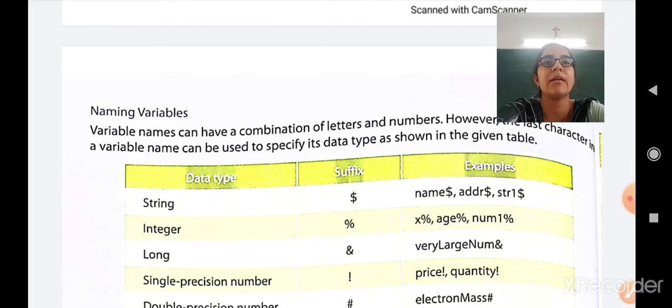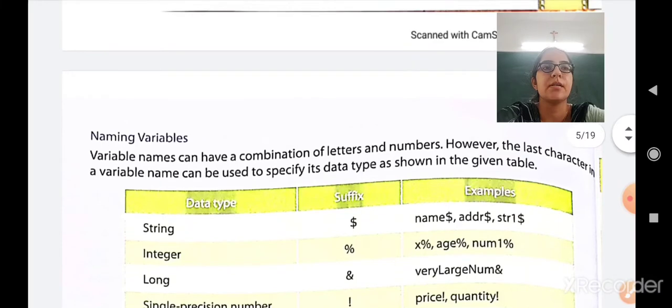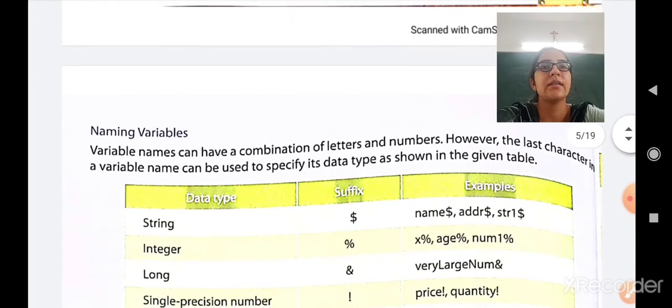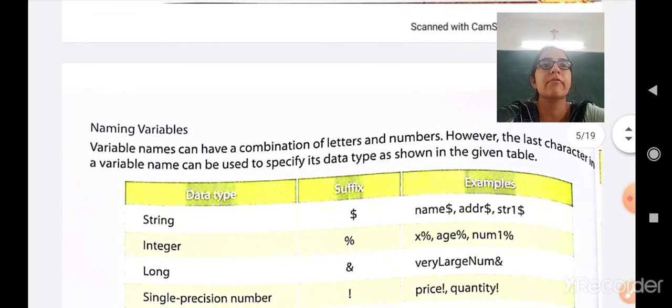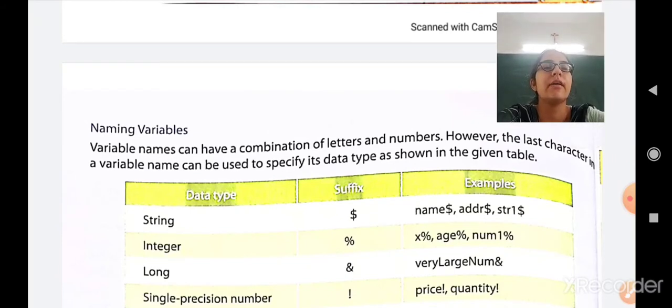First is naming variables. The variable names can be a combination of letters and numbers. However, the last character in a variable name is used to specify the data type, as shown in the given table. Okay, so you can see that the variable name can be any letters or numbers or a combination of both. But the last character in the variable name should specify its data type. It means whether it is long, float, double, or integer. Okay, so the last character in the variable name should specify the data type.